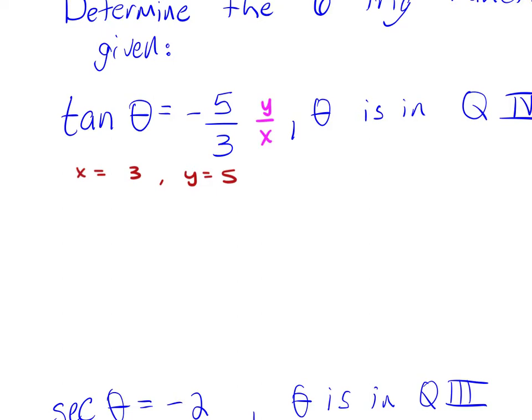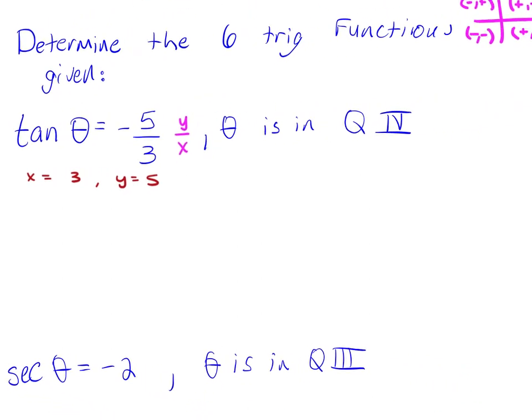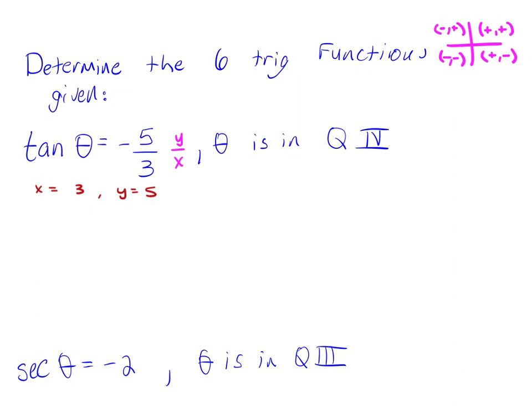If you look at quadrant 4, it will tell you that your x is positive and your y is negative. So then x would be the positive 3, y is negative 5. However, you don't always need to use that in order to find out whether you have a positive or negative. You could also use a unit circle in order to find that as well.